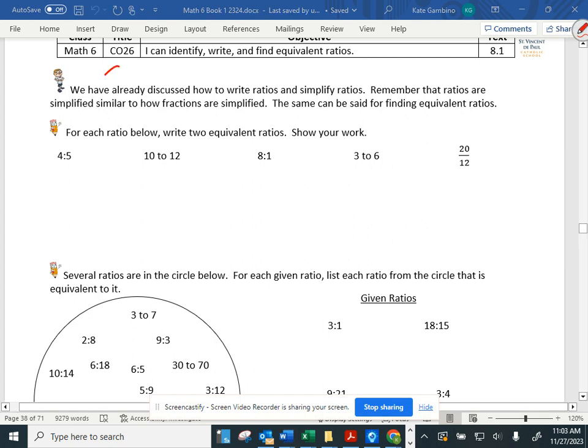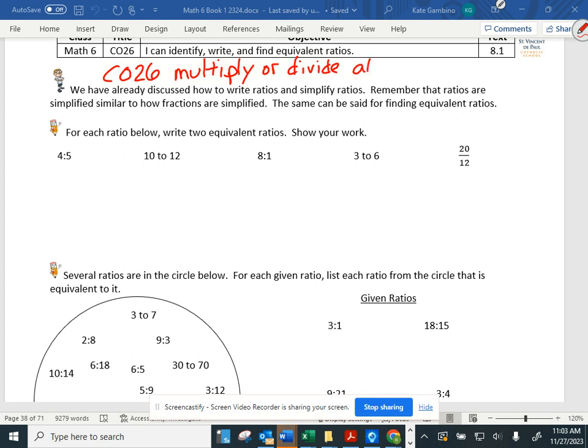Yeah. So with CO26, multiply or divide all parts by the same number. Just like when we find equivalent fractions, what you do to one side, you do to the other. So you can either multiply up, divide down. There is not just one answer, because you can multiply or divide by lots of numbers. But it has to be the same number.